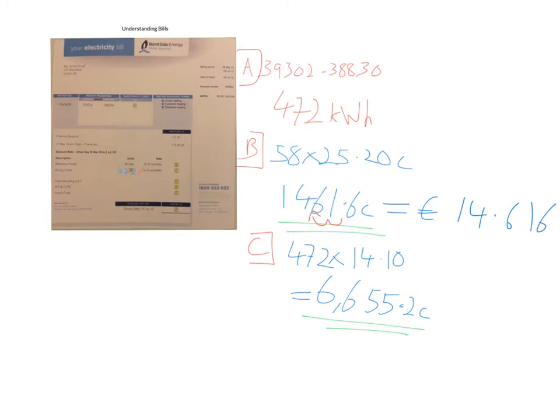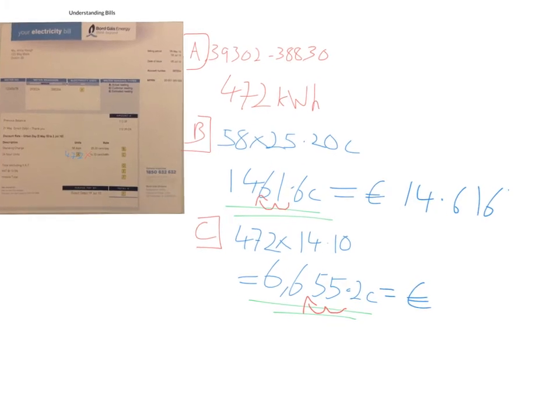We'll do the same thing down below for C. That moves over by 2 places, our decimal does. So we end up with 66 euros and 55.2 cents. So we write that as 66.552 euros.